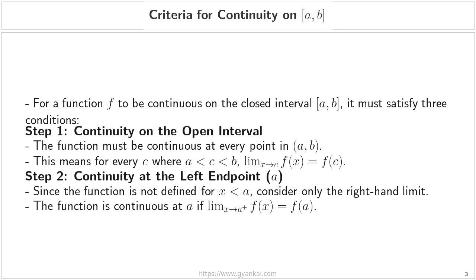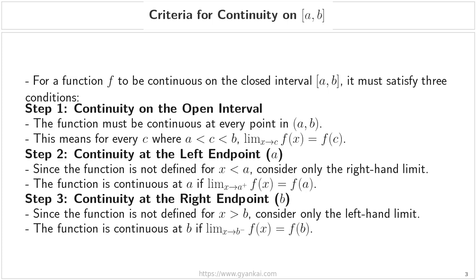We conclude that the function is continuous at a if the limit of f of x as x approaches a from the right is equal to the function value f of a. Third, we apply the same logic to the right endpoint, b. Since the function is not defined for any values greater than b, we only need to consider the left-hand limit. The function is continuous at b if the limit of f of x as x approaches b from the left is equal to the function value f of b. In summary, a function is only continuous on the closed interval from a to b if it passes all three of these tests. To help you visualize these requirements, I will use a real-world analogy in the next slide.